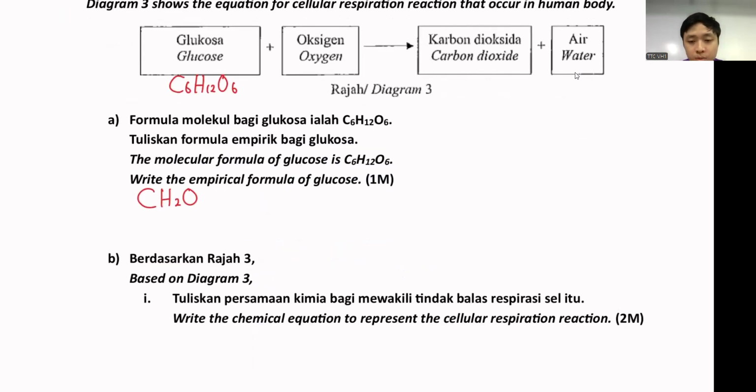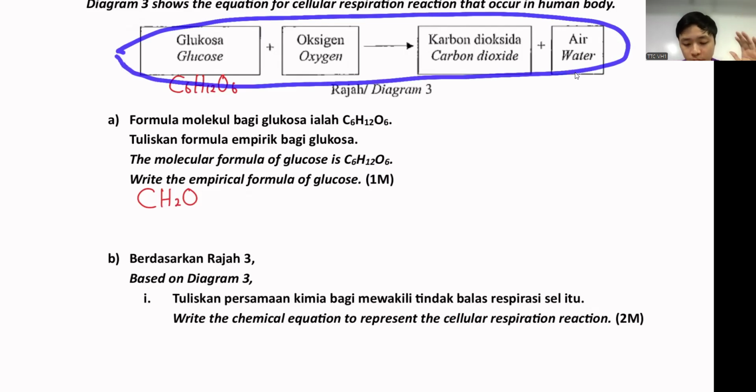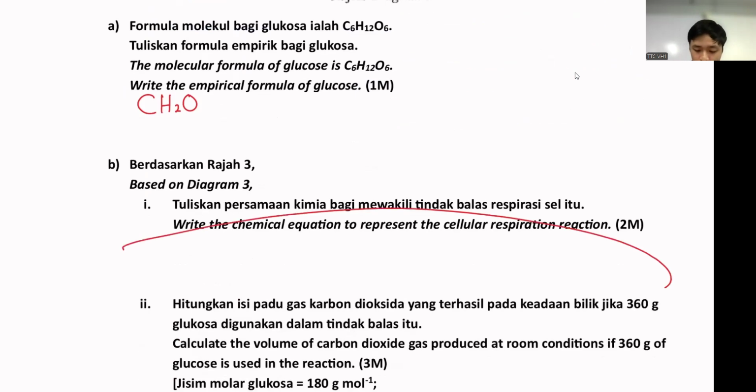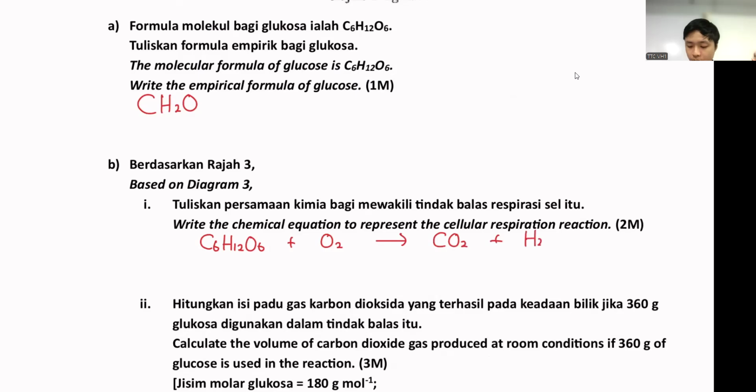And they ask you to write the equation to represent the cellular respiration reaction. So it means you have to turn this word equation into the chemical equation. The oxygen formula is O2. Carbon dioxide, CO2. Water, H2O. So we have to write in this equation C6H12O6 reacts with oxygen to produce carbon dioxide gas and water.